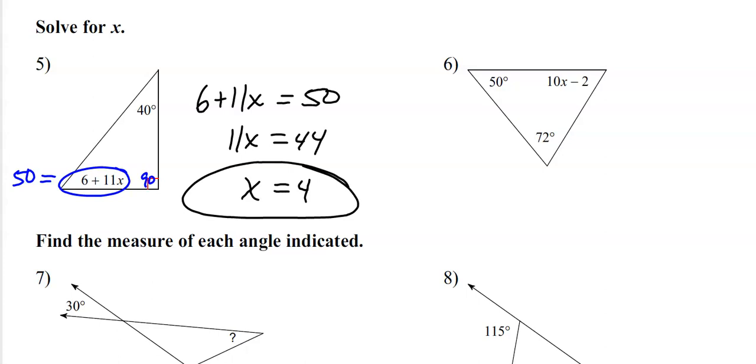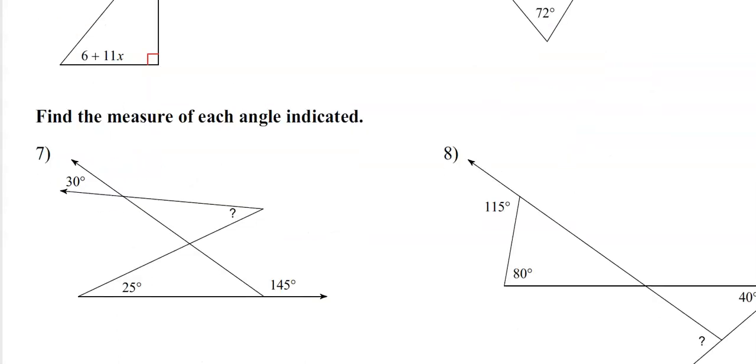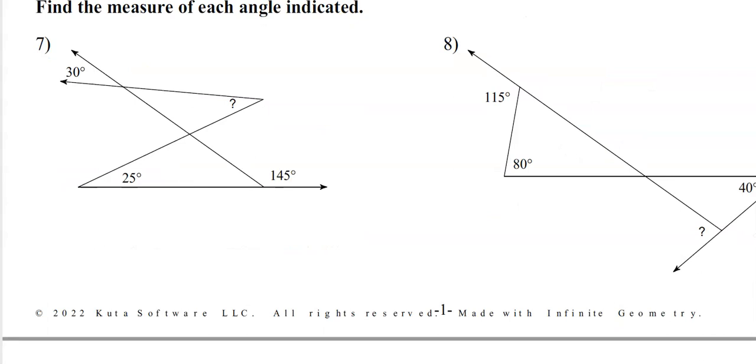All right, next problem. Add these up, I get 122. Subtract from 180, that's 58. So I know you have to equal 58. Add 2 to both sides. Divide by 10. X equals 6. Money. Next one. Rapid fire here.